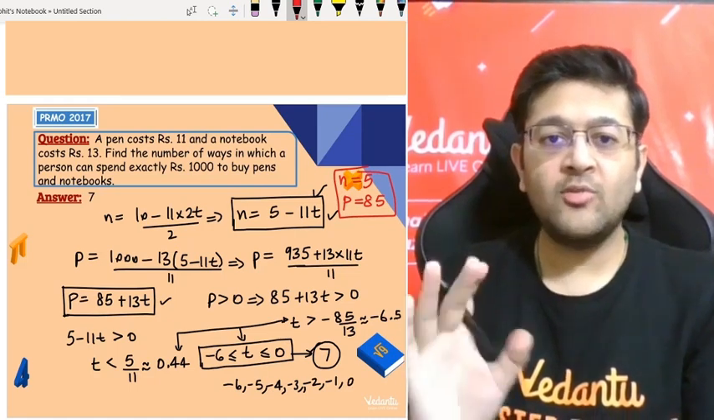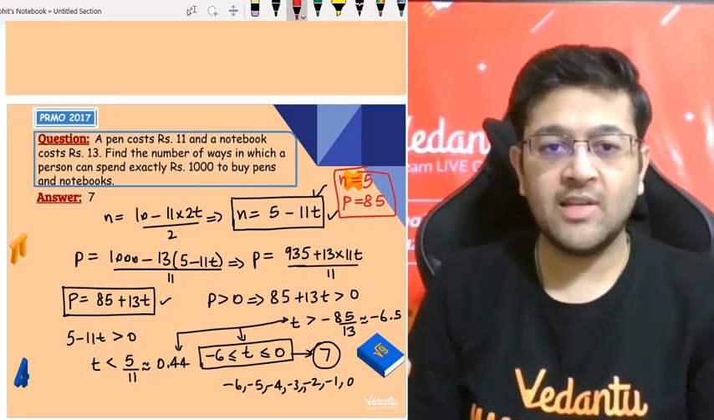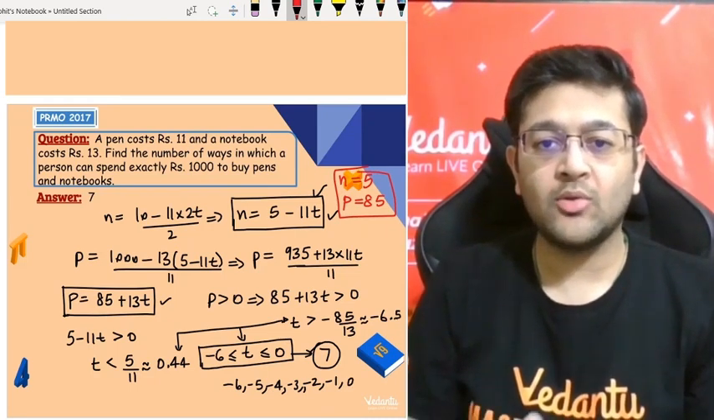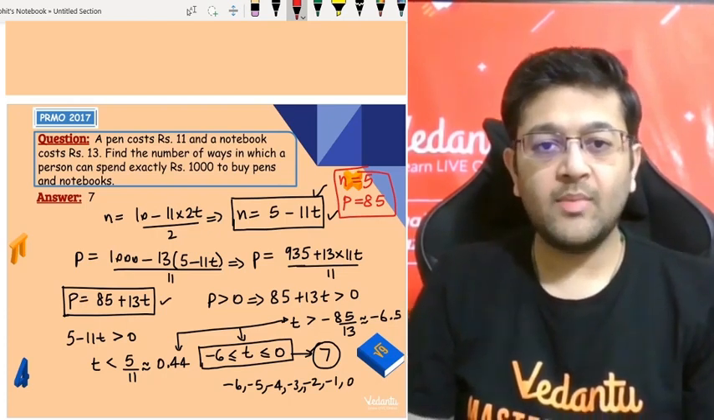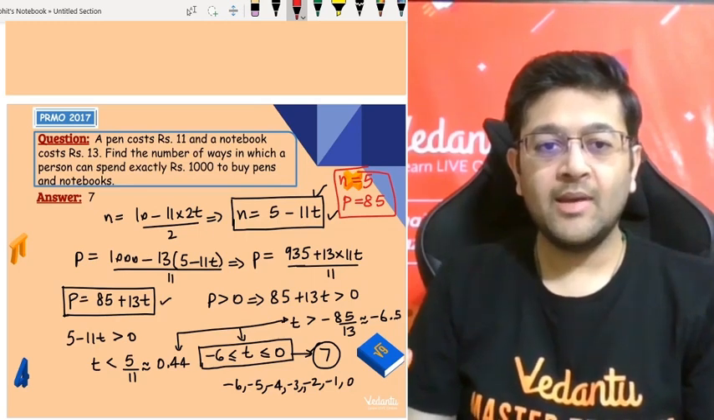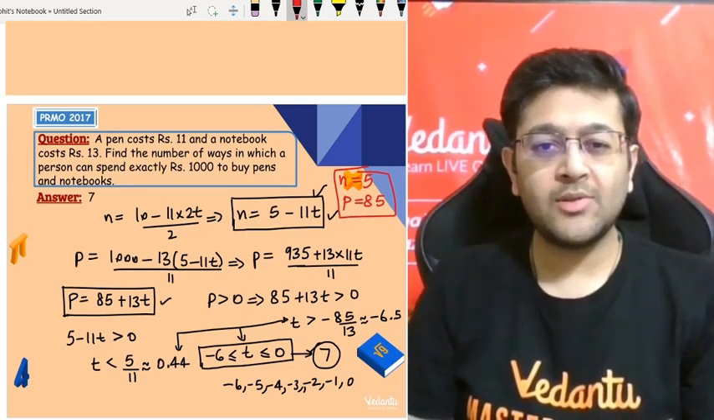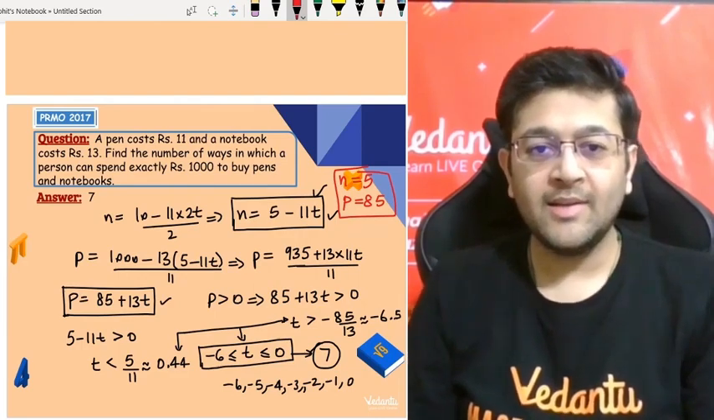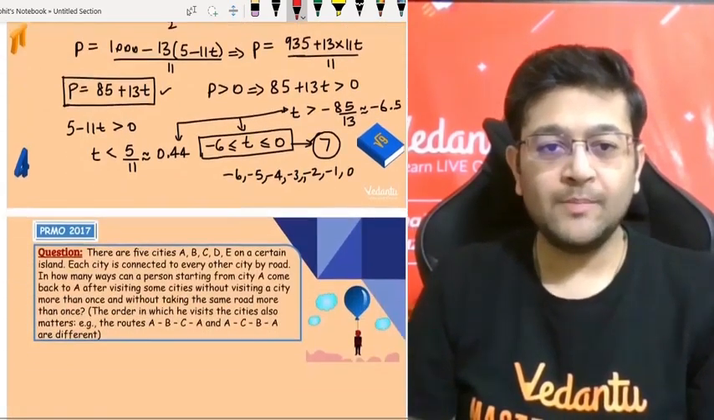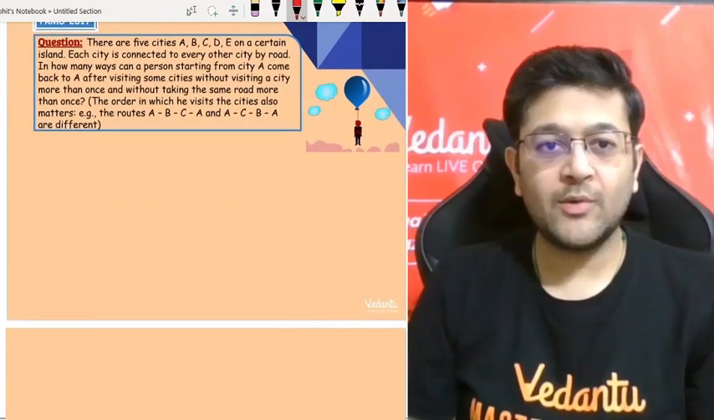Okay, कि आप 5 notebooks खरीद सकते हो and 85 pens खरीद सकते हो, which will amount to a total of 1000. Okay, I think everybody understood this thing. Very interesting questions. Also you can apply these to some of the real life questions, है ना, थोड़ा try कर सकते हो, right? So let's continue with the third question.